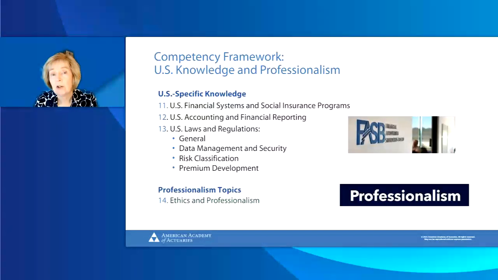The second major component of the framework is US-specific topics. And there are 3 items in this section. We want members to have basic familiarity with US financial systems, such as banking and the Federal Reserve, and a foundational knowledge of the specific systems relevant to your area of practice, including social insurance systems. You also need a basic understanding of US accounting principles, along with, again, a foundational knowledge of the specific rules affecting actuarial work in your area of practice.